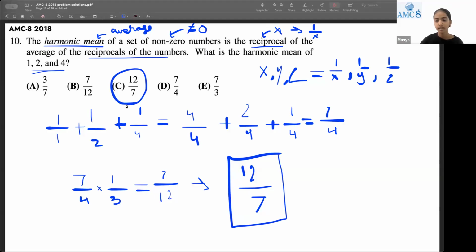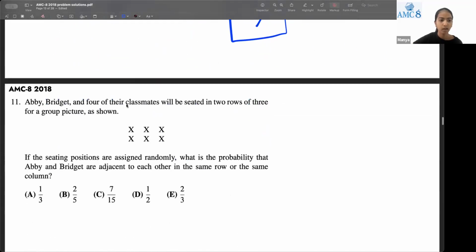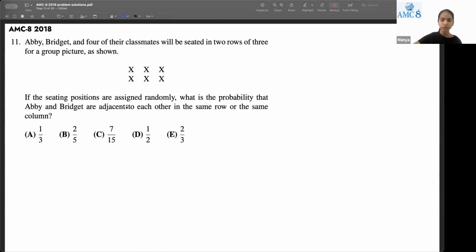12 over 7. Does anyone have any questions on this problem? Okay, if no one has any questions, then we'll continue on to question number 11.